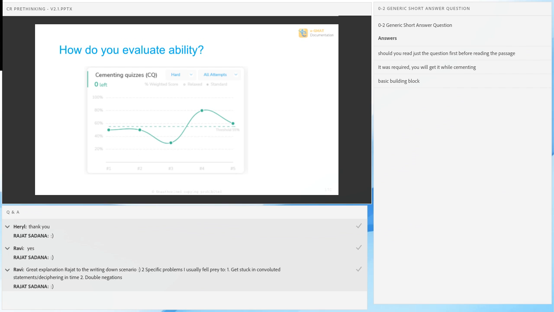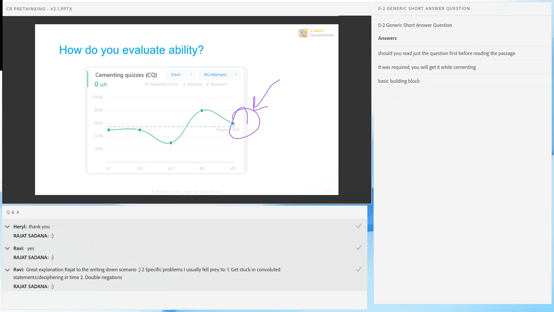Once you do this, what you're going to really see is cementing quizzes. And cementing quizzes are really, really important at this point. Now, as you go through cementing quizzes, some of you will go through them right away and will hit the threshold on cementing quizzes right away.